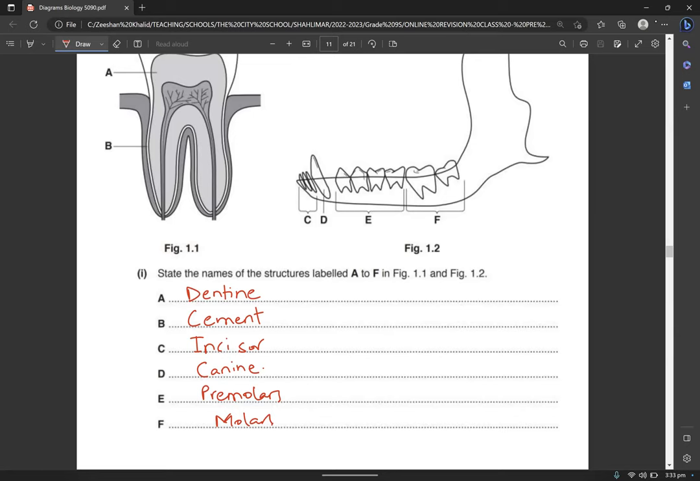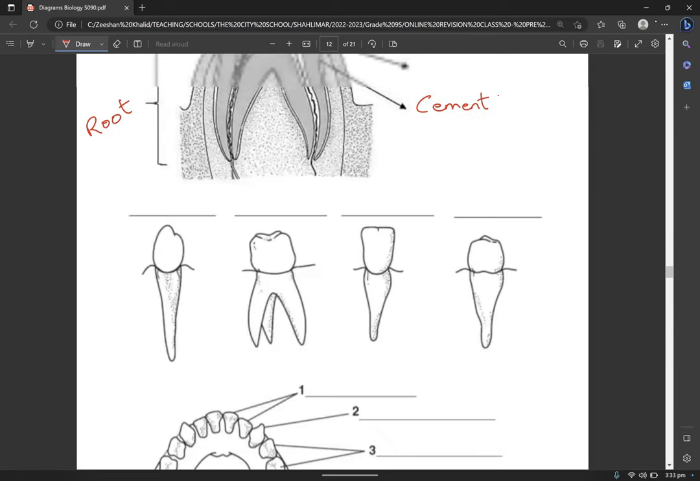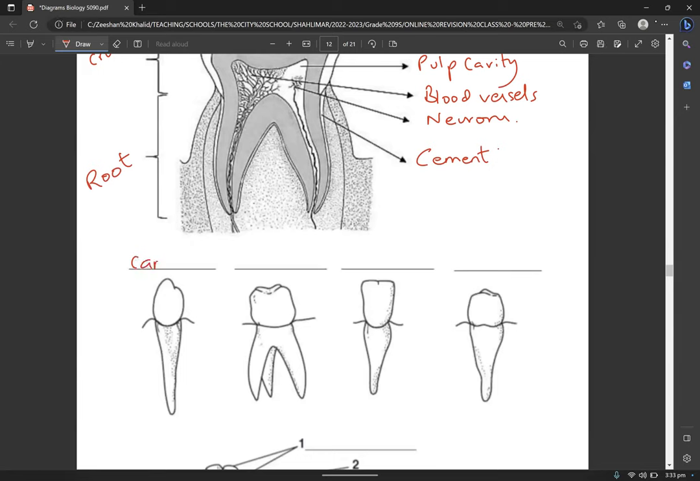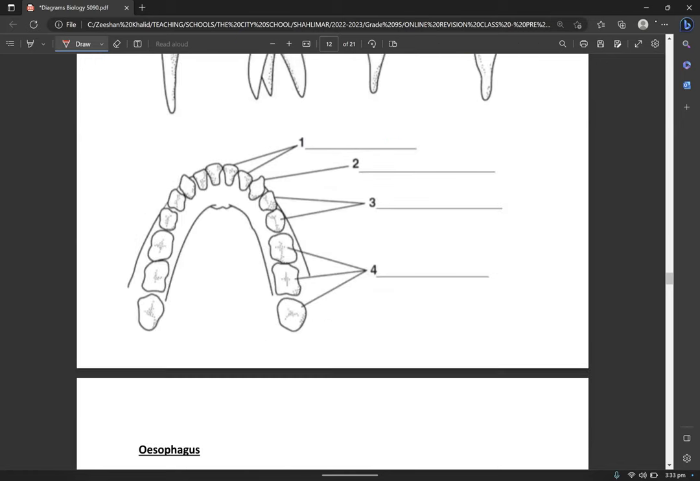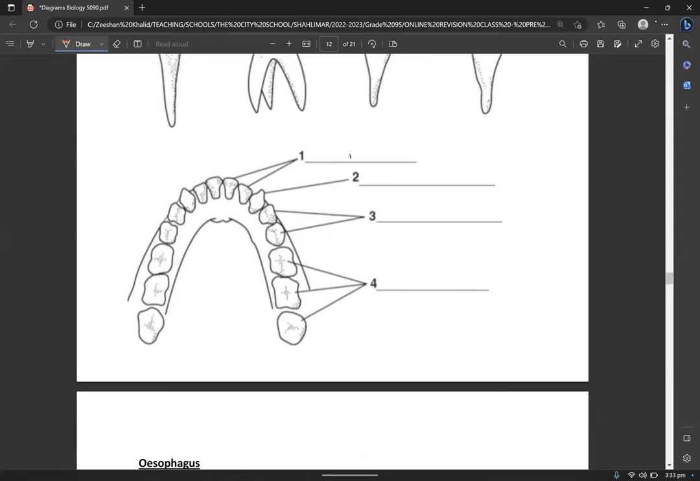Chalo ji, moving ahead, types of teeth again, ye jo thode pointed hain ye canine hain, ye samne wale incisors hain, jinki three roots hain ye molars hain, aur ye aapka premolar. So you have to make sure that you are able to identify molars, you're able to distinguish between molars and premolars. Again, reiterating the same idea, you have the incisors, then you have the canines, then you have the premolars, and then you have the molars.